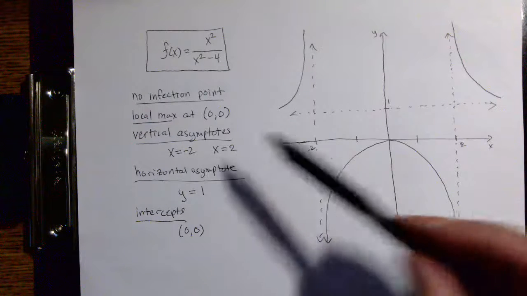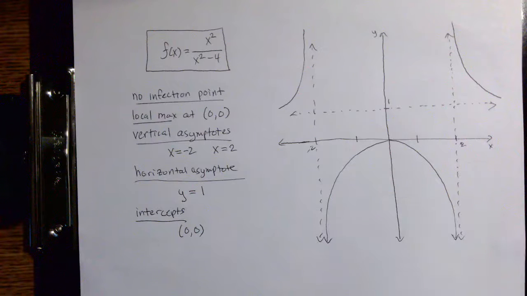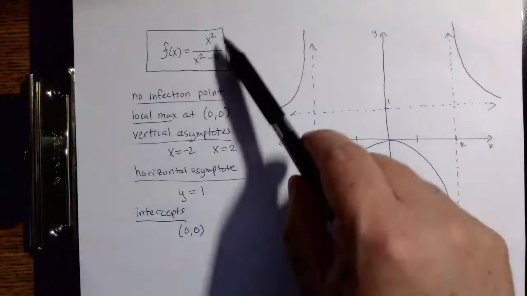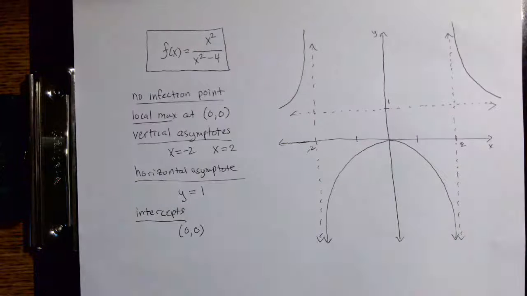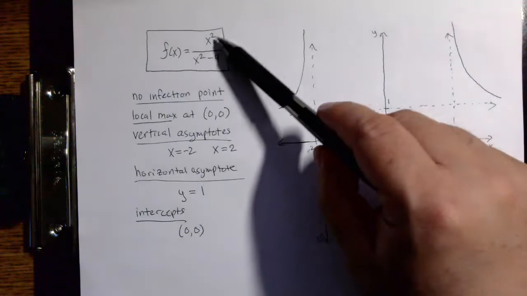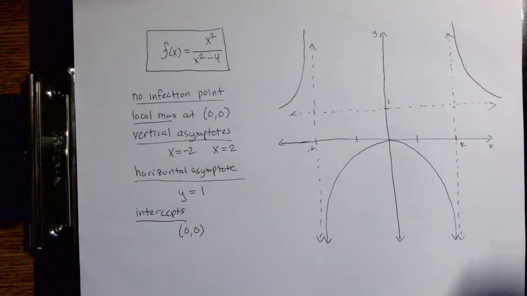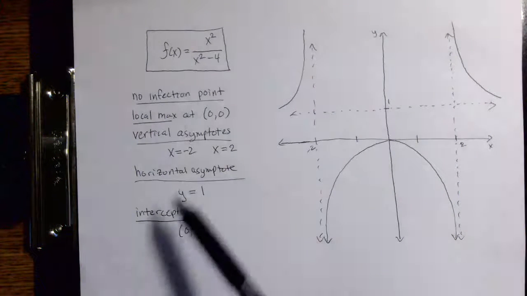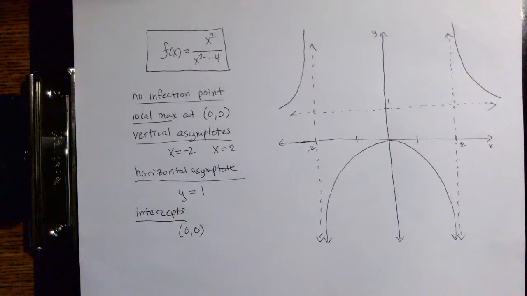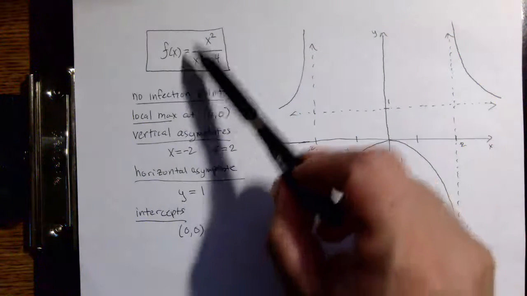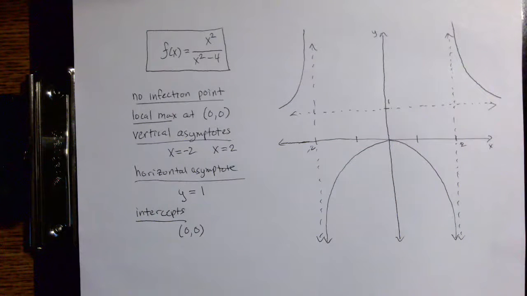Vertical asymptotes, negative 2, positive 2. Horizontal asymptote, remember how we determine that when we're looking at a rational function. Here we have the same degree in the numerator and denominator. So the horizontal asymptote is y equals 1 based on those leading coefficients. Finally, the only intercept is (0, 0).